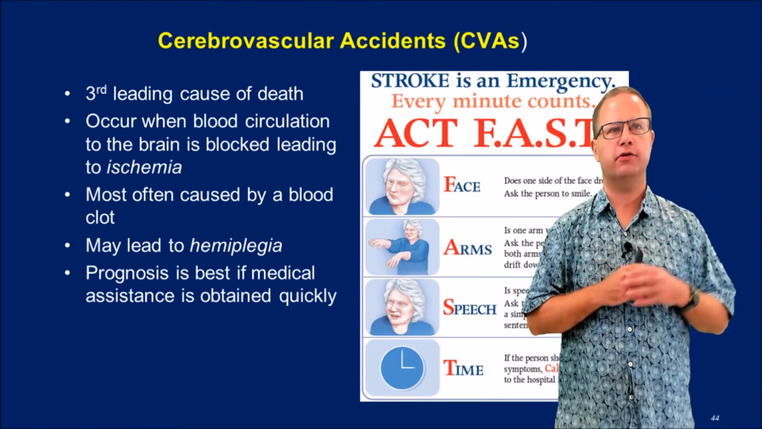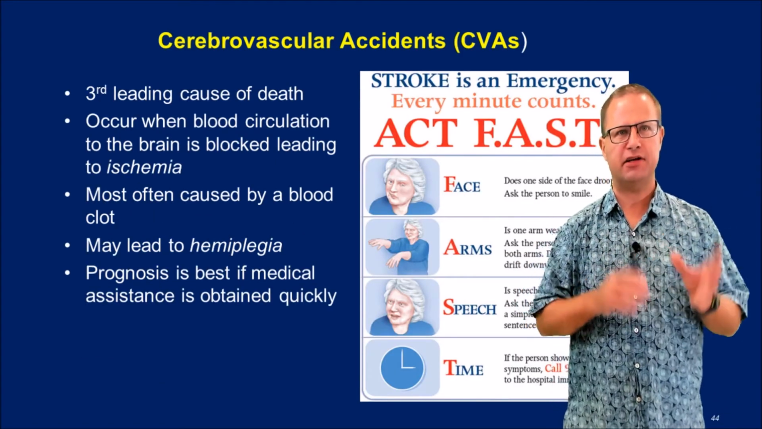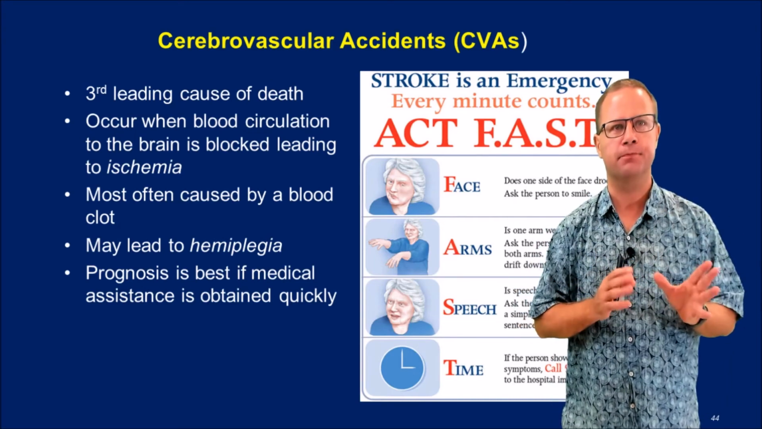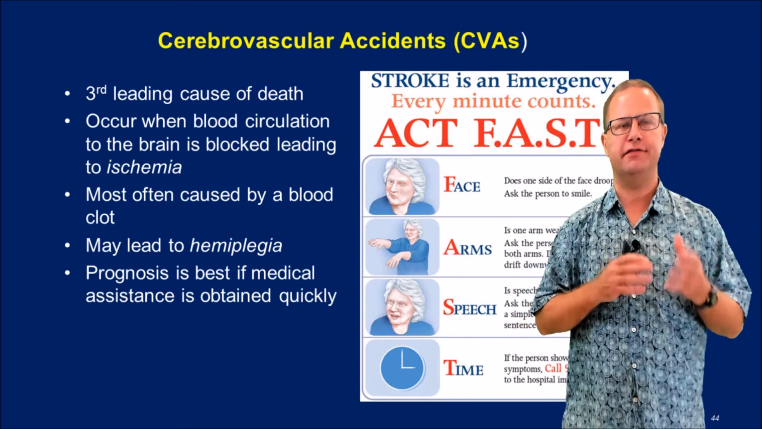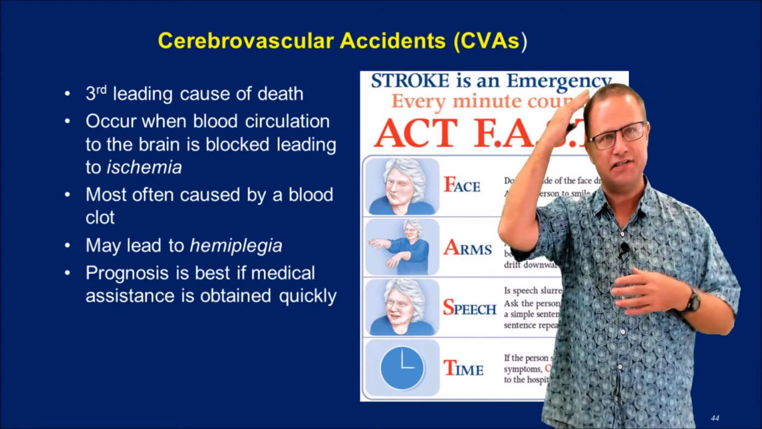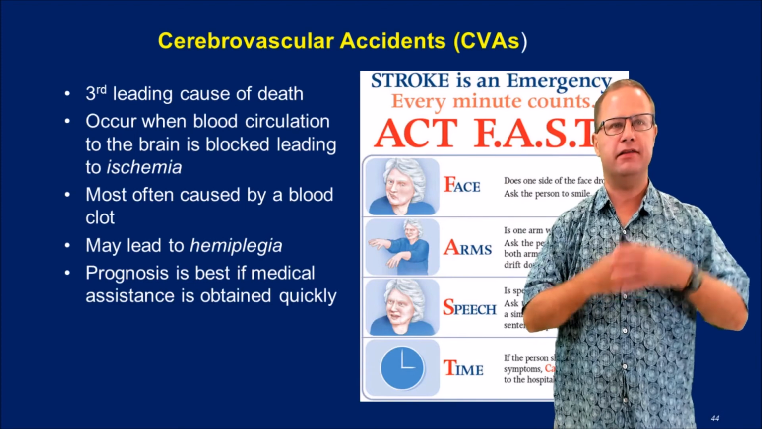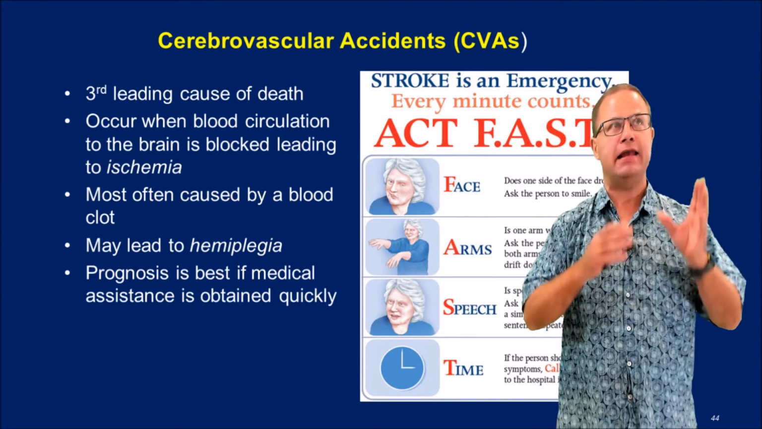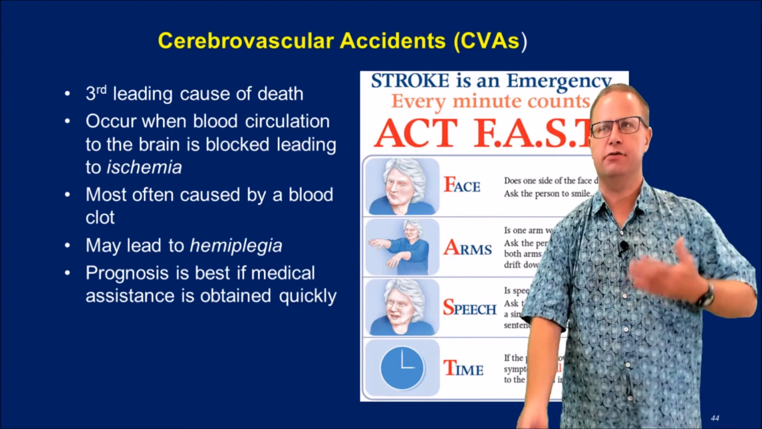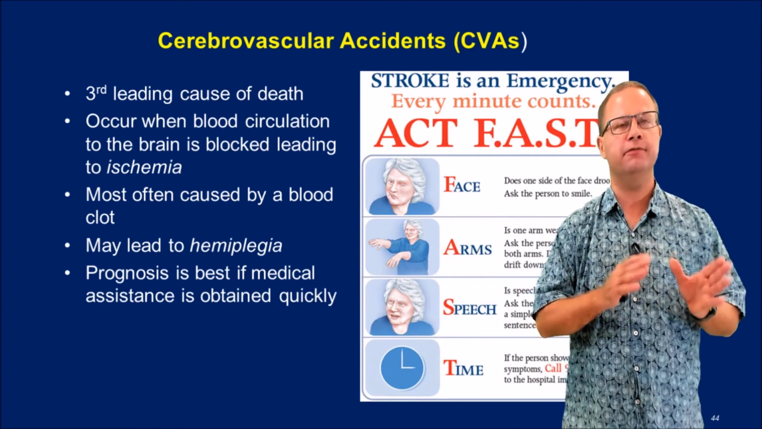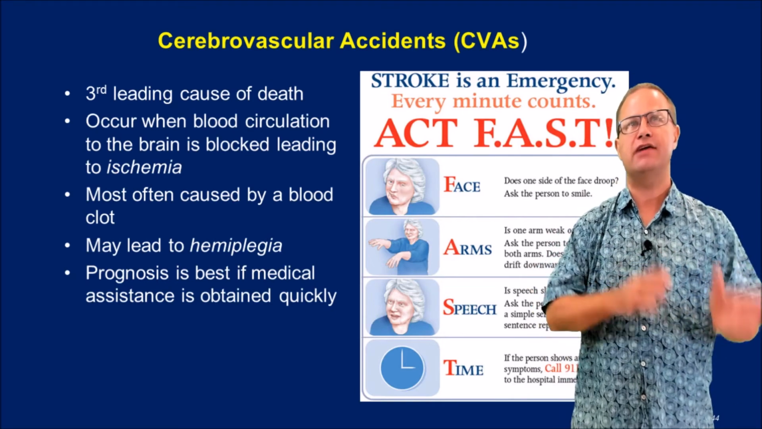Okay, the last disorder of the central nervous system we're going to talk about is something called a CVA, or cerebrovascular accident, otherwise known as a stroke. Now, strokes are the third leading cause of death in the U.S., and they occur when the blood to the brain is interrupted, causing death or ischemia up there in the brain tissue. Now, it's most often caused by a blood clot, and it can lead to permanent hemiplegia, where you can't move half your body, but prognosis is greatly improved when we recognize the symptoms early and treat them fast.